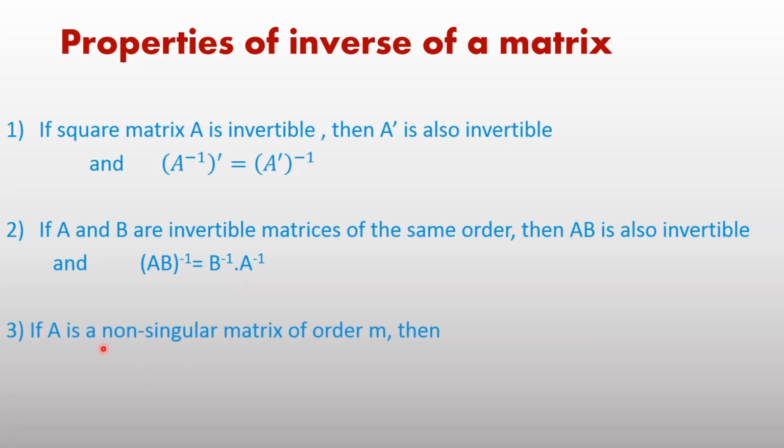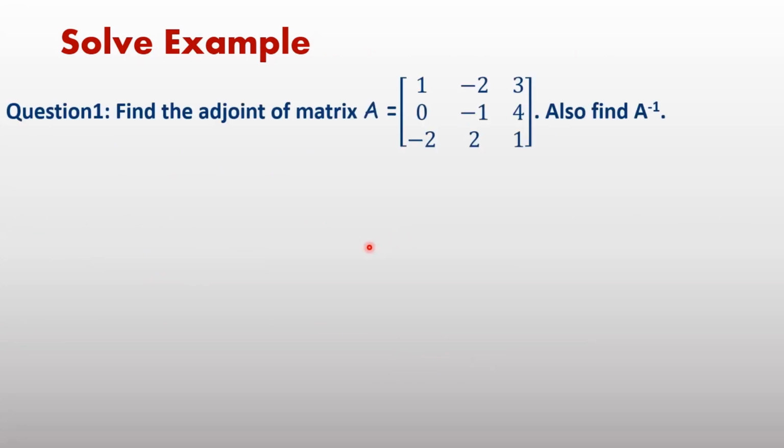And the third property: if A is a non-singular matrix, meaning determinant of A not equal to 0, then determinant of adjoint of A equal to determinant of A power n minus 1. Just previously I have discussed the proof of this result. And next, one solved example. Matrix A is given, you have to find A inverse, and before A inverse you have to find adjoint of matrix A.